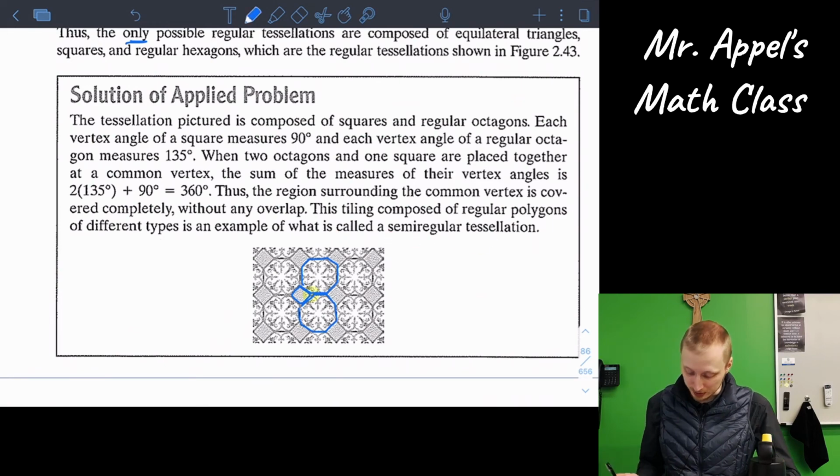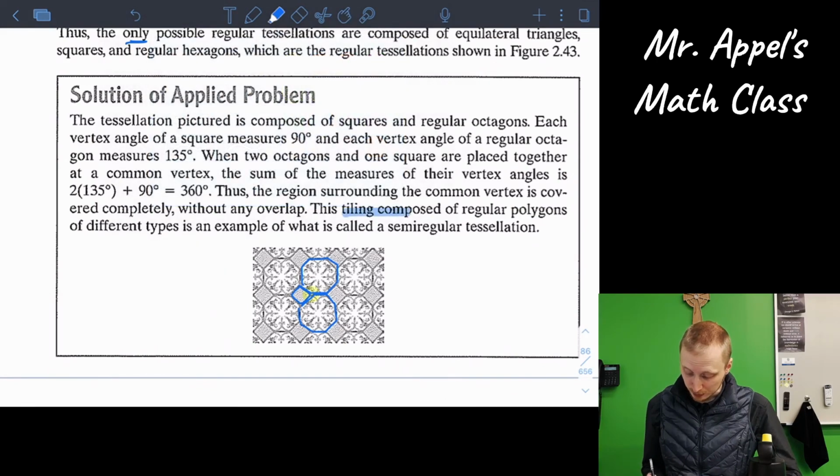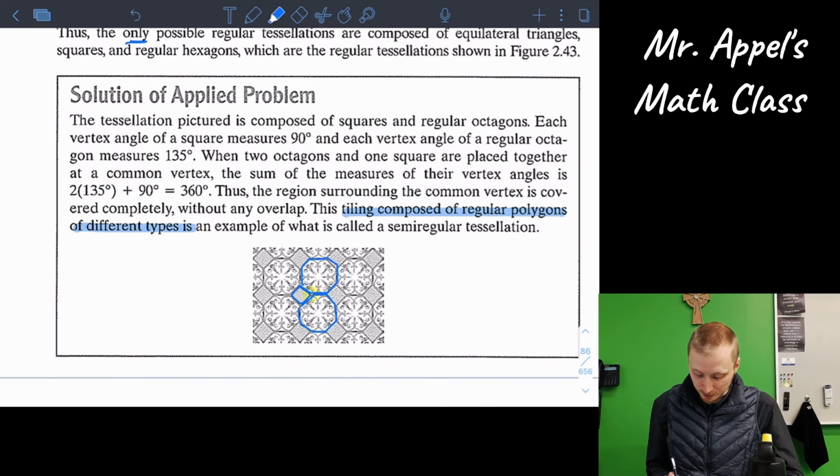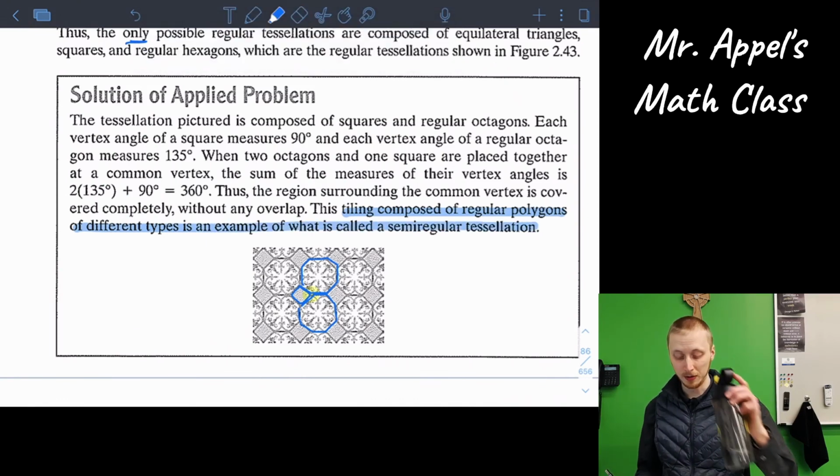Oh, hey, I was right. I said that before. Tiling composed of regular polygons of different types is a semi-regular tessellation. Okay.